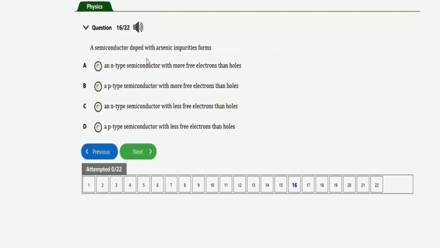It says a semiconductor doped with arsenic impurities forms an n-type semiconductor with more free electrons than holes, a p-type semiconductor with more free electrons than holes, an n-type semiconductor with less free electrons than holes, a p-type semiconductor with less free electrons than holes. Right option is option A, which is an n-type semiconductor with more free electrons than holes. Next question will be this one.